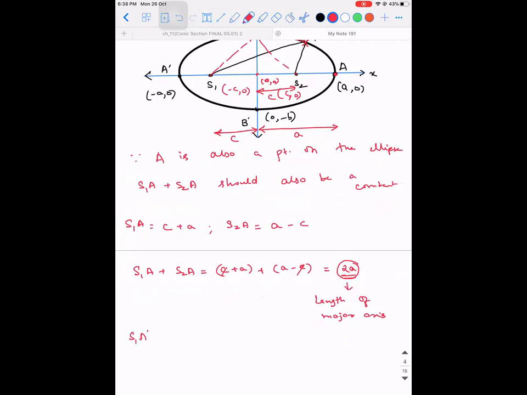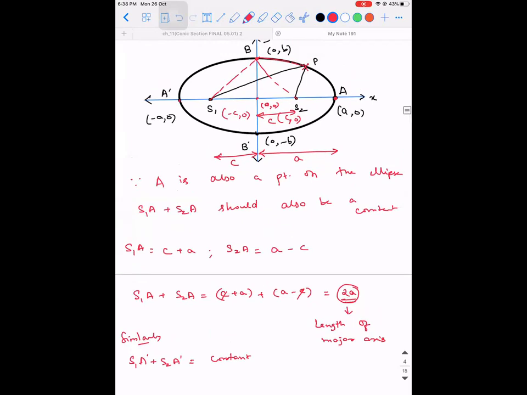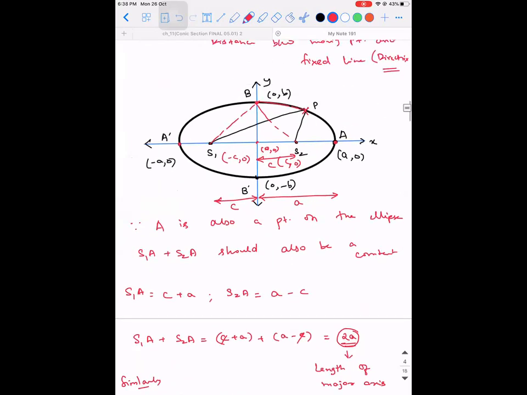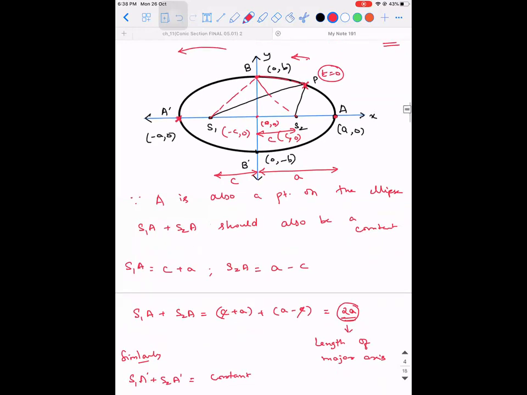Can I say S1a dash plus S2a dash should also be a constant? Because when the point P is moving, there will be one instance. Imagine you're moving on an elliptical path. Let's say you have a cycle, you're riding the cycle on this elliptical road. You're at point P at t equal to 0, moving in the anti-clockwise direction. So there will be one particular instance where you're at point A dash, right? Can I call A dash a moving point? Because you're not stopping there, you're still moving. But that A dash is one of such instances.